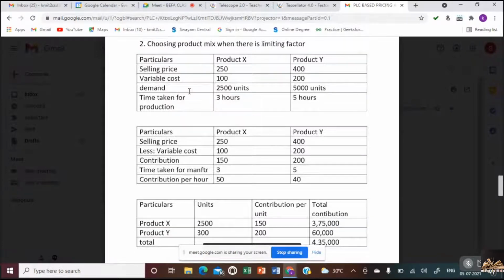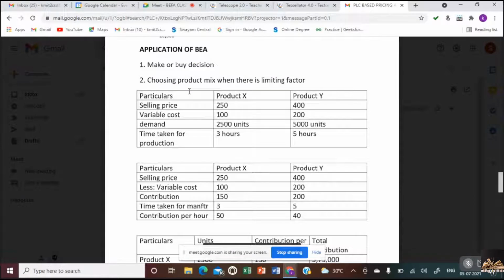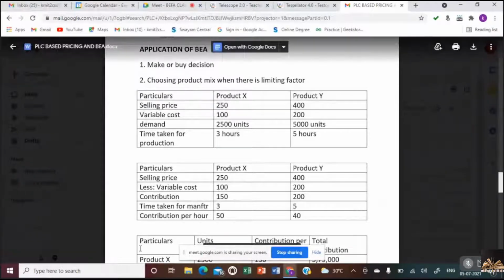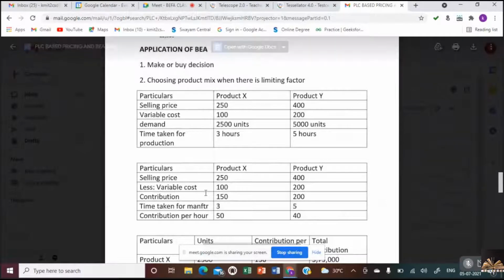Okay, so now going to the next. Can you see the screen, Anna, all of you? The first one is make or buy decision. Yes, ma'am, we are able to see the screen. Now, applications flow, second one.